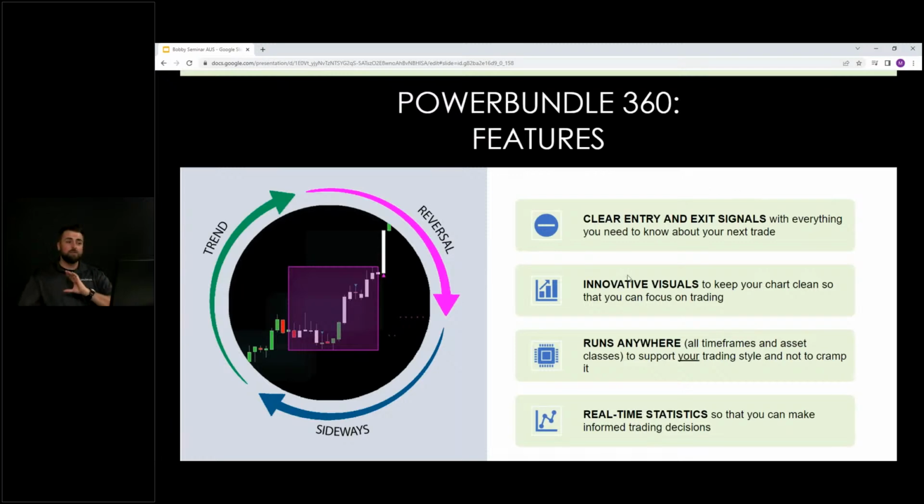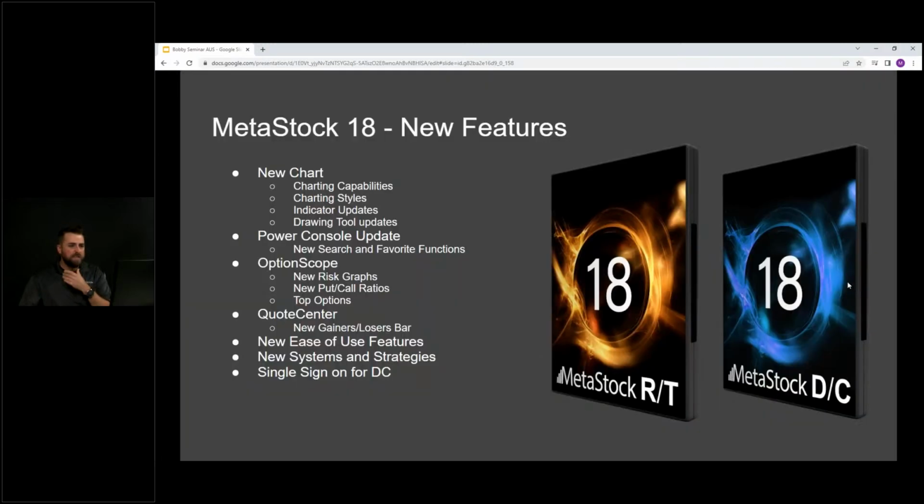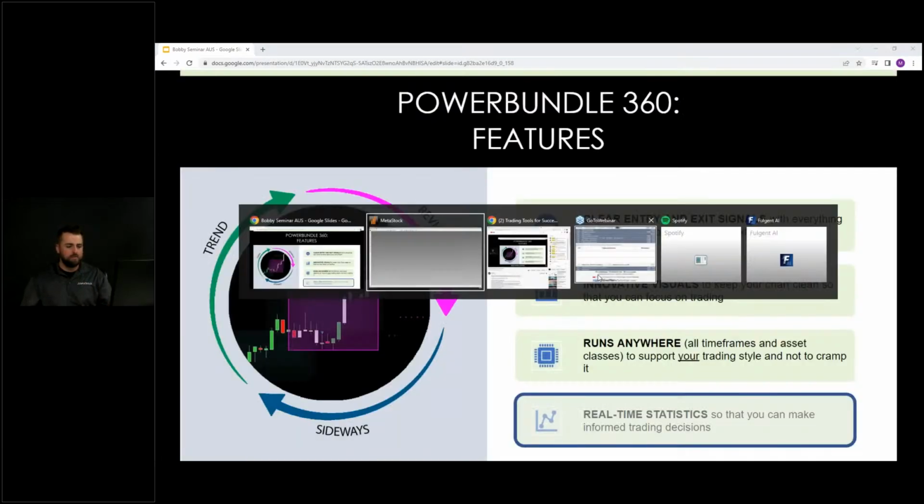Also, the 360, all these indicators, they work on all time frames and all asset classes. So you can trade them with stocks, futures, forex, indices, whatever it may be. You can use tick charts, hourly charts, minute, daily, weekly, monthly, whatever it may be. You can also get real-time statistics updated throughout the day with our expert advisor on these as well, if you're wanting to get updated information. So yeah, let's go ahead and check some of that out. Oh, not there. Let's go into MetaStock.